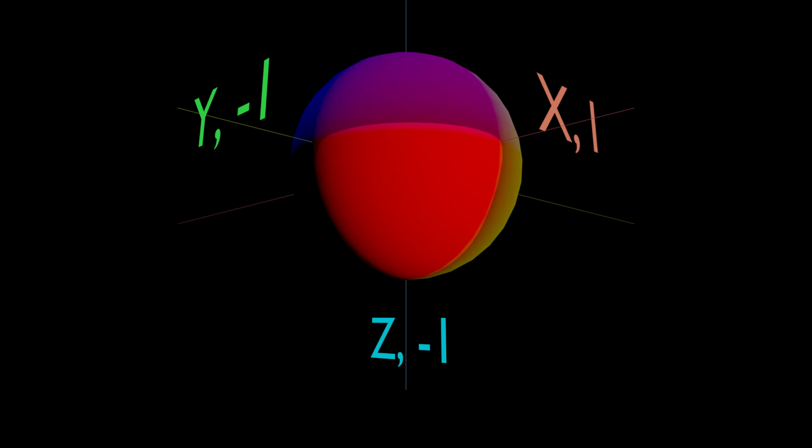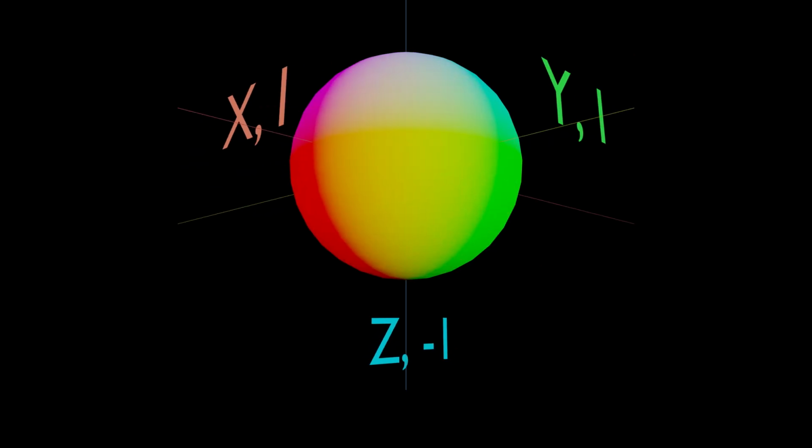In this example, both the y and z axes are negative, so the green and blue values become 0, leaving only the red from the positive x-axis. Here, the z value is negative, but the x and y values are positive. As a result, the blue is 0, and the blend between red and green creates this yellow color.